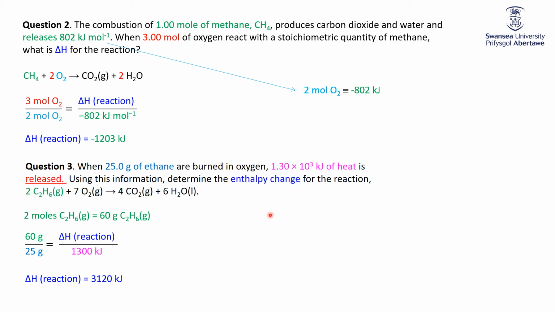However, it told us that this was released, so therefore really I should have put in minus 1300 there. Not any big deal, I would just put the released in there and change that then to minus 3120 kilojoules. Okay, delta H is a molar quantity.